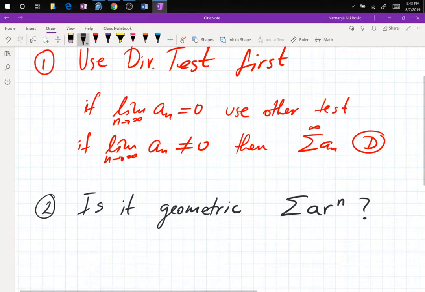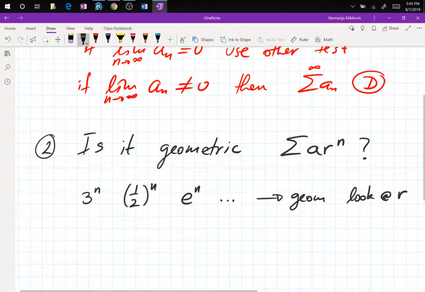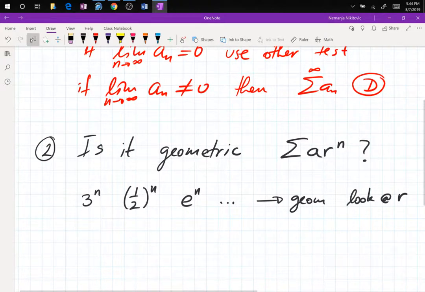Because anything that is exponential, you have 3 to the n, 1/2 to the n, e to the n, whatever you have of these, they're all geometric. And then you just look at the value for r. If it's bigger than 1, like 3 and e, it's divergent. If it's less than 1, like 1/2, it's convergent. So you know that the geometric series looks like an exponential function, and you just need to look at r, and you are done immediately. That's a very quick problem to spot and do instantly.